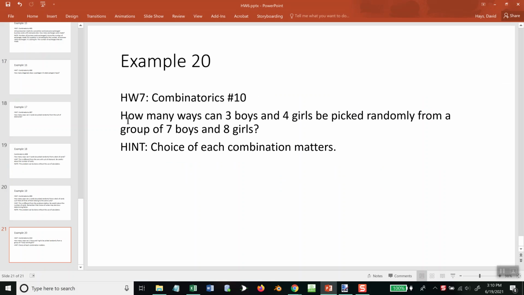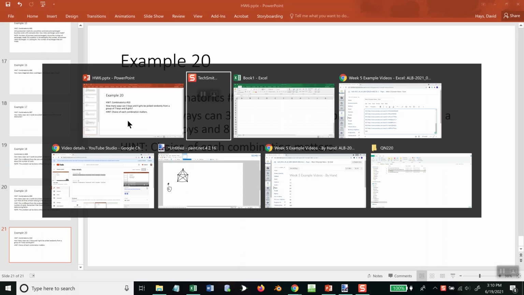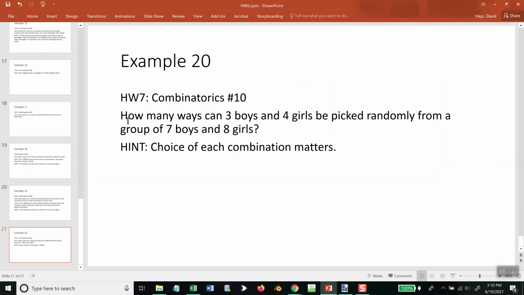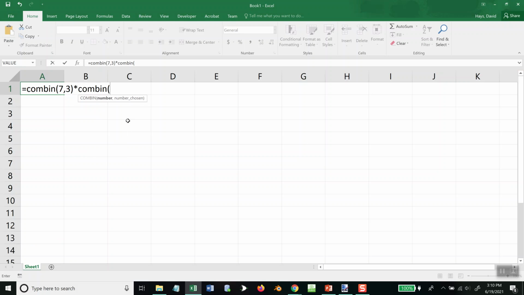So for boys, out of 7 boys, pick 3. So that equals combination of 7, pick 3. And then we're going to multiply times the possibility of girls. There's 8 girls, and we're picking 4. So out of 8, pick 4, which equals combination of 8, pick 4. And then press enter, and that'll be your answer.